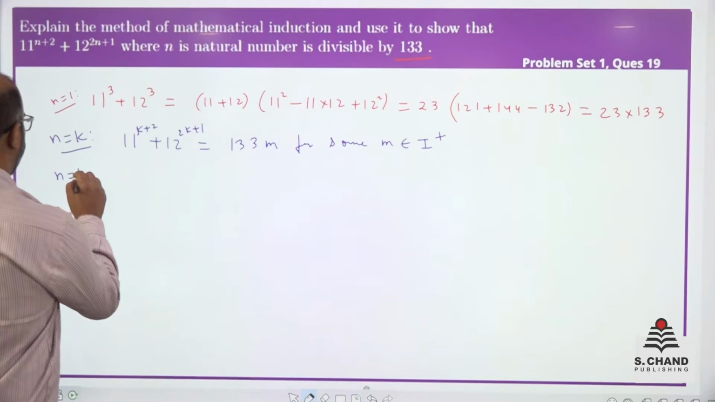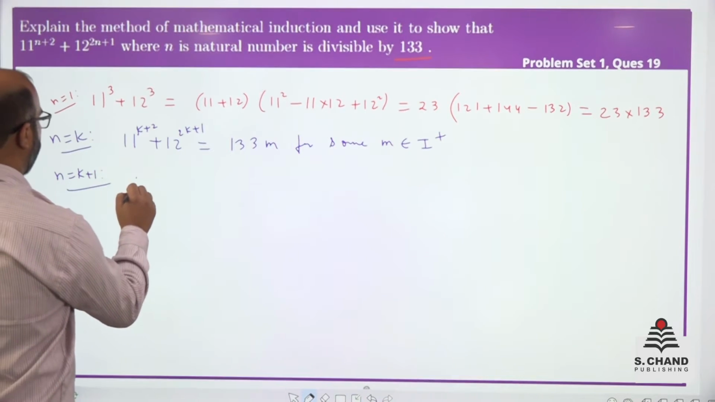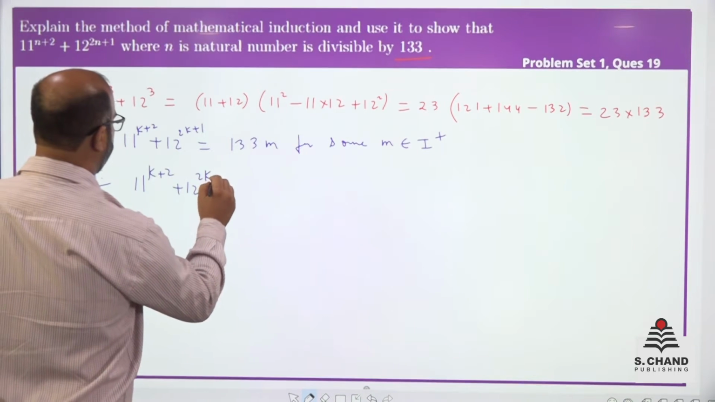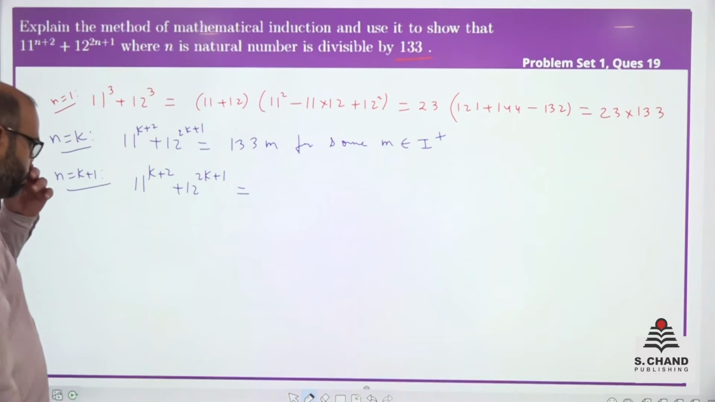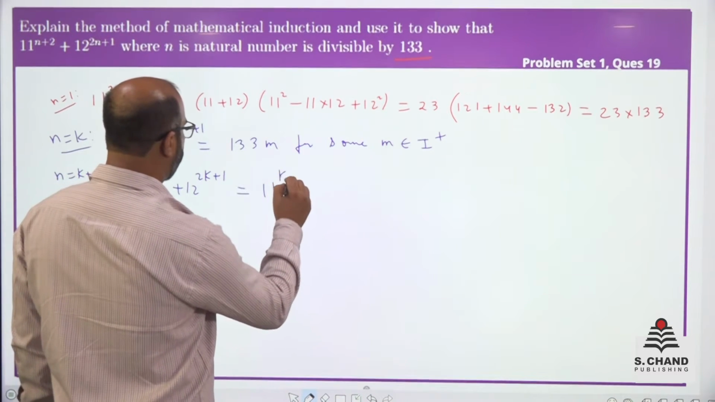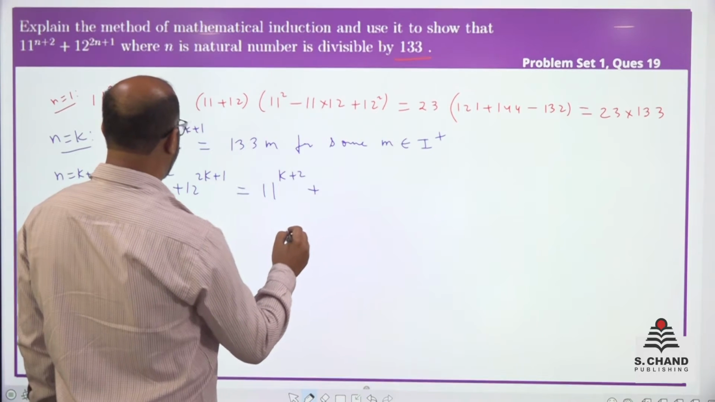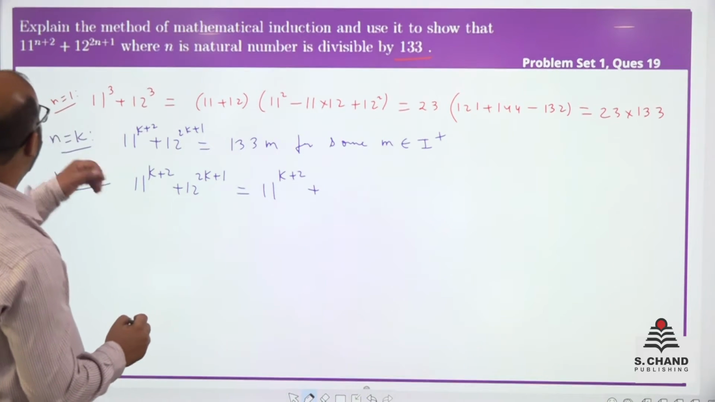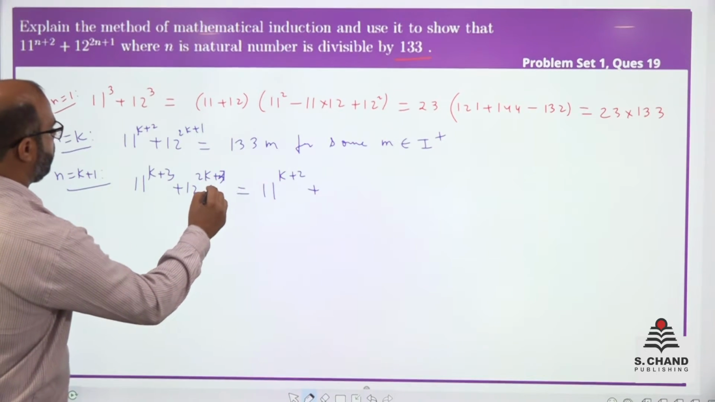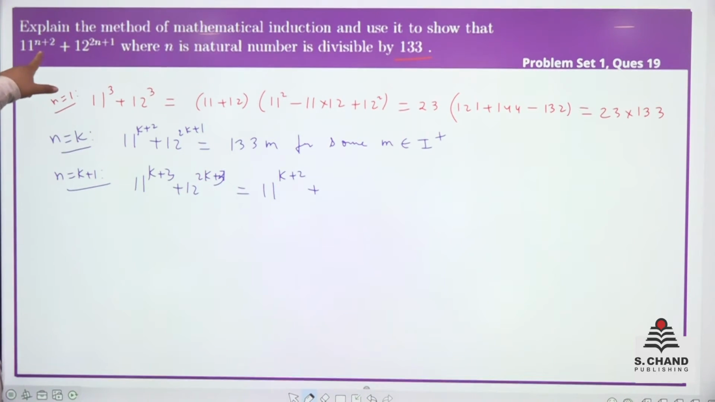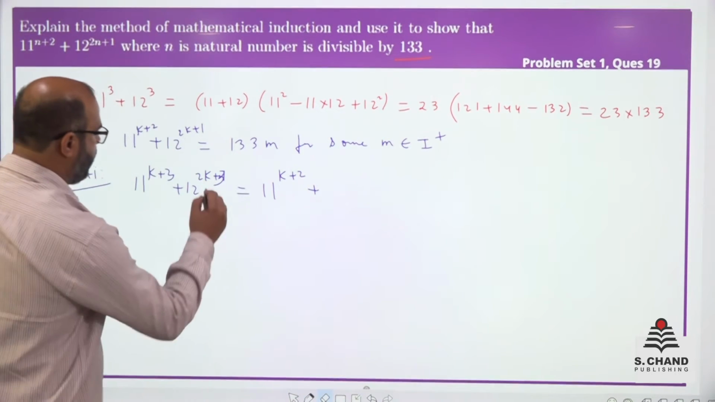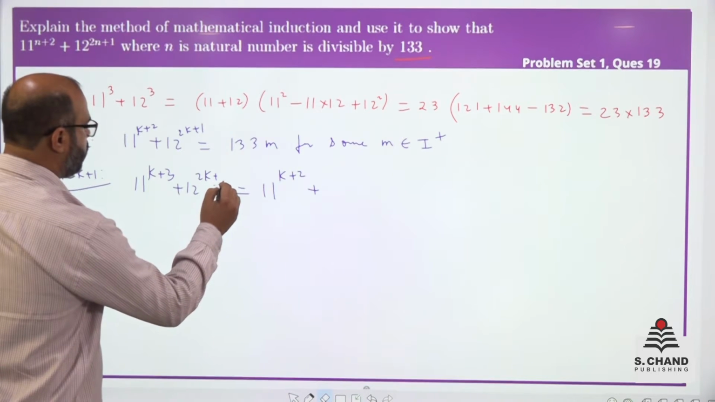So for n is equal to k plus 1, what will happen? 11 to the power k plus 2 plus 12 to the power 2k plus 1. So I can write it as 11 to the power k plus 2 plus 12 to the power k plus 1. No, it will not be for k plus 1, it will be k plus 3, or this will be 2k plus 3 for n is equal to k plus 1. If you take n is equal to k plus 1 here and here, this is how it will become. Let me clarify here so that there is no doubt.